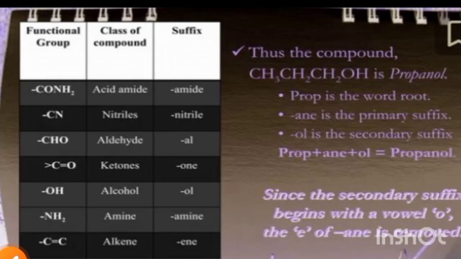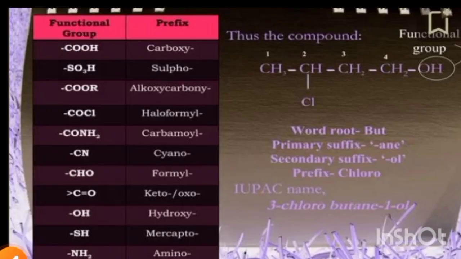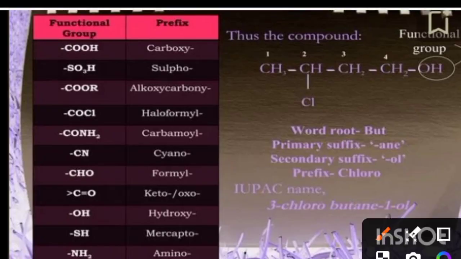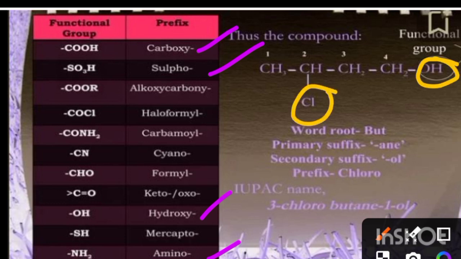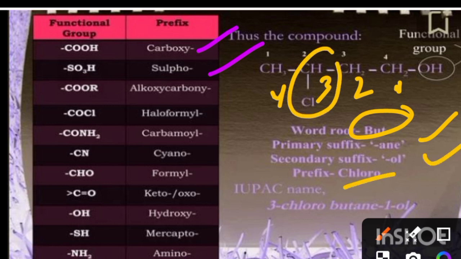Clear? Now see, these are the functional groups used as a suffix: amide, nitrile, al, ol, amine, ene, yne. Now this is the prefix. You know that some functional groups are used as a prefix and some as a suffix. Carboxy is used as a prefix, sulfo is used as a prefix, OH is used as hydroxy as a prefix. Now see, in this example, CH3CH OH is given the lowest priority. So naming will be 1, 2, 3. Now see OH priority, how many carbon atoms? 1, 2, 3 and 4. So but. And ane is used because of single bond, primary suffix, and secondary suffix ol is used. And prefix chloro. You know that chloro is always used as a prefix. So some functional groups are used as a prefix and some functional groups as a suffix.